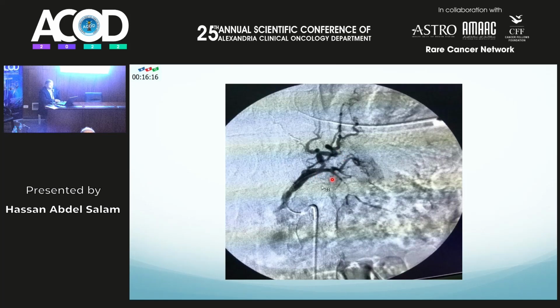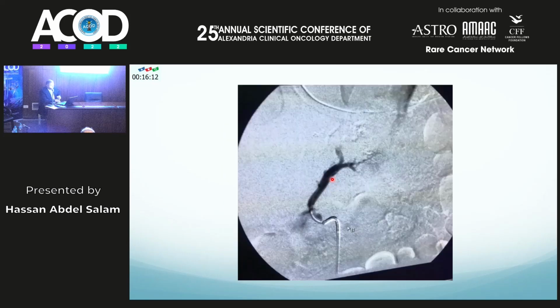We used polyvinyl alcohol particles. And this is the image after our embolization. As you can see, there is embolizing material within the vessels that needed embolization, and you can't see any abnormal vascularity anymore.